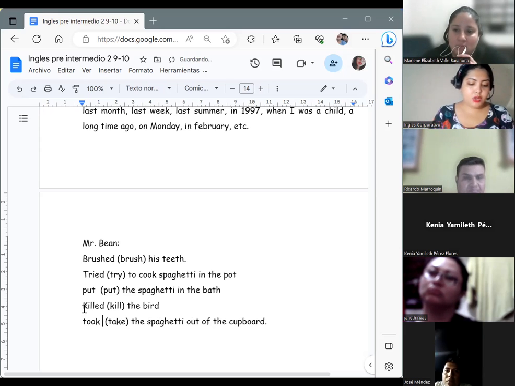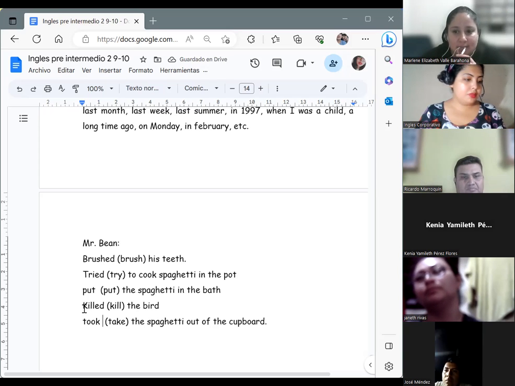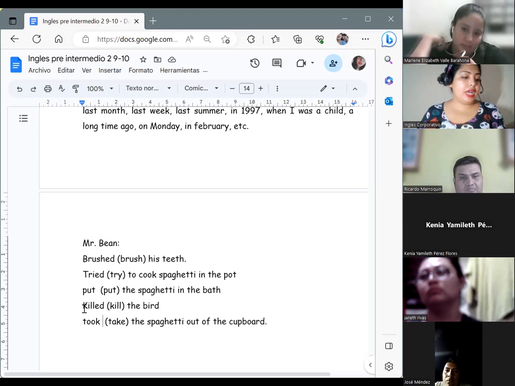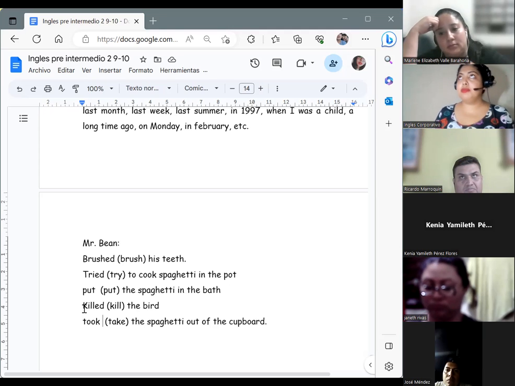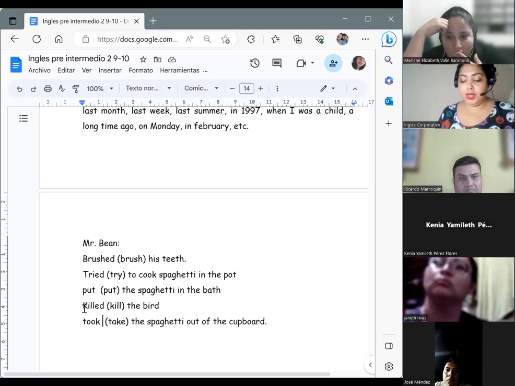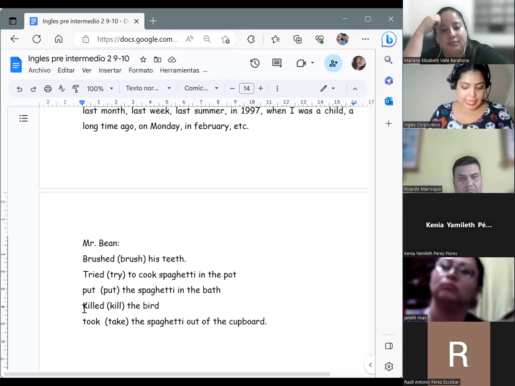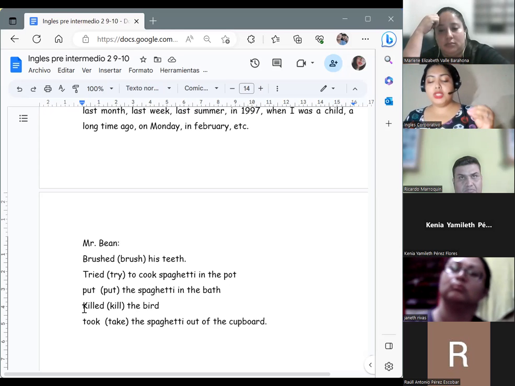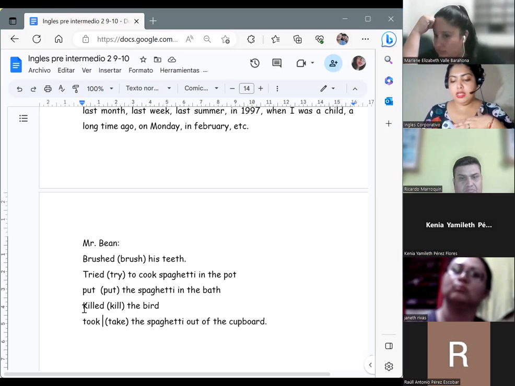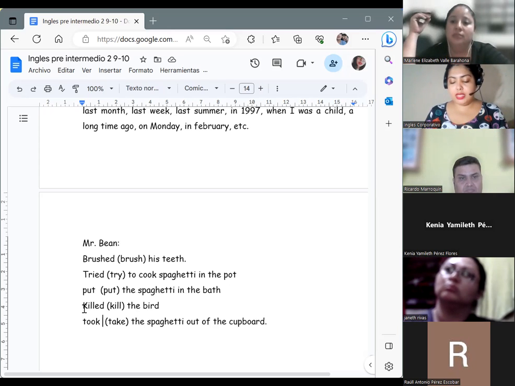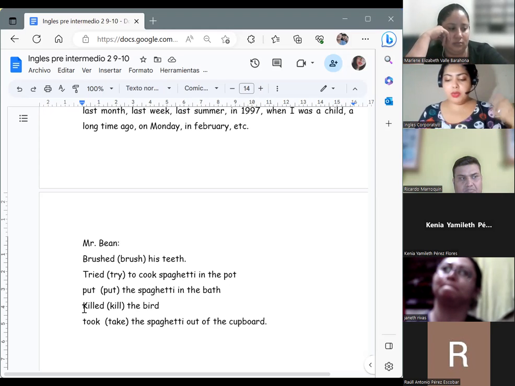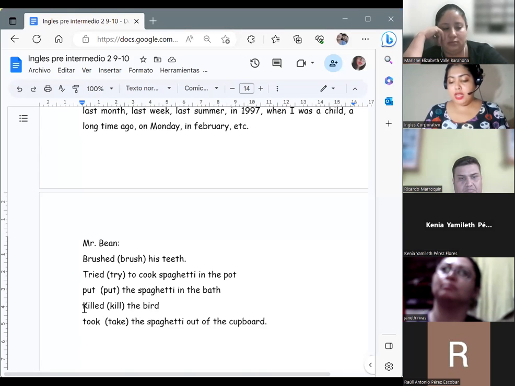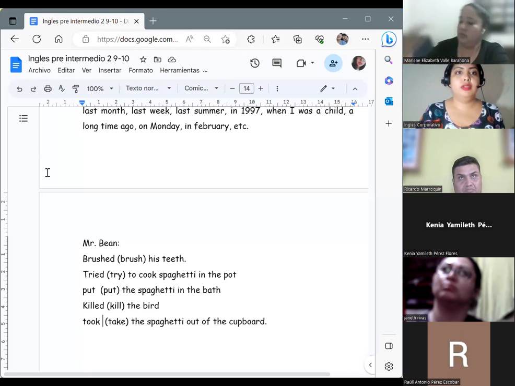Like this. So in this case, we have this kind of verbs in past, and in this case we have regular and irregular verbs. So that is very important, that we understand the difference between these ones. So we are going to continue because we have this example or this exercise, and we are going to continue with the next one. And the next one is the past continuous.